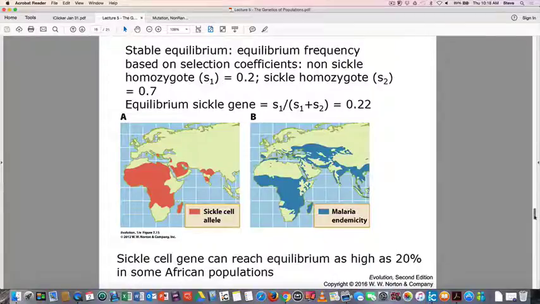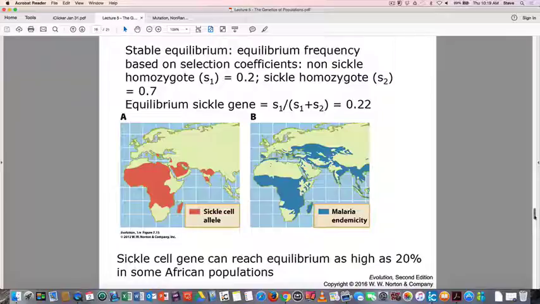The idea here is that the equilibrium frequency of sickle cell genes varies among populations, but you can see the presence of the sickle cell gene is pretty tightly associated with where malaria is endemic, right, across a lot of different regions. So there's a strong association between that. The idea here is the sickle cell gene should reach an equilibrium of about 0.22. And what's the equilibrium frequency of the non-sickle cell gene? 0.78, okay?